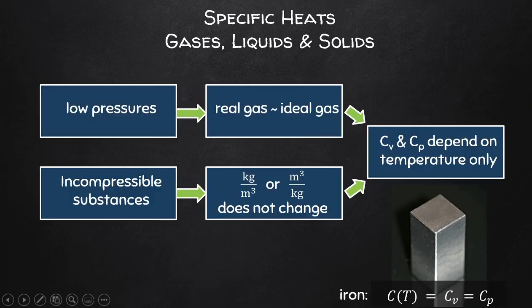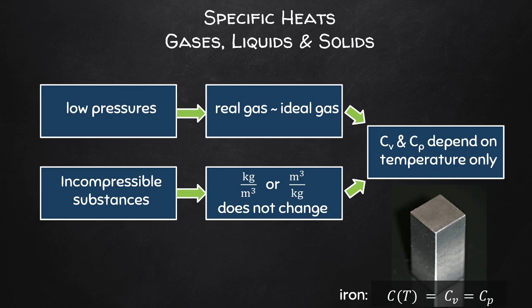Now, solids very rarely show changes in their volumes when you add heat to them or you transfer heat to them. So therefore, the heat capacities generally remain the same irrespective of any volumetric or pressure considerations. So we say that Cv is equal to Cp and that the specific heat is only a function of temperature for solids.